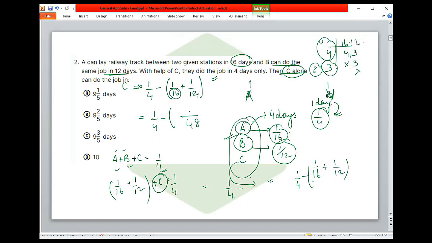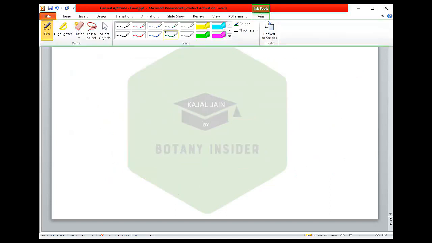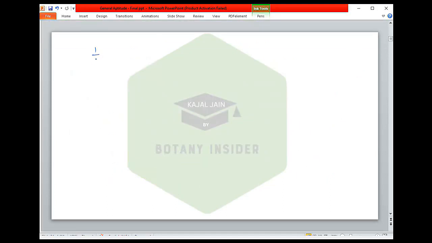48, this is 3, this is 4. Simple. 1 upon 4 minus 7 upon 48. Now solve this out. Let me take it on the next slide. So 1 upon 4 minus 7 upon 48. Just solve it out. 48 in the denominator.